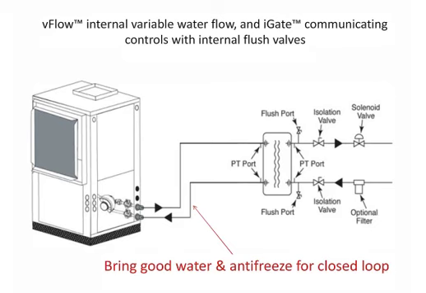Again, you can see that braze plate heat exchanger and the components required on the well water side, the solenoid valves on the outlet, making sure it's fully flooded. But now on the closed loop side, well, we've already got the variable speed pump, the flushing ports built right inside that unit. So your installation becomes just a whole lot faster.